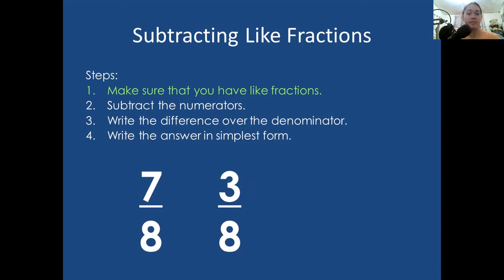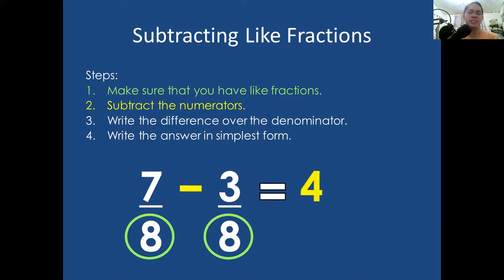Make sure that you have like fractions. Let's check. Yes, they have. Next step, subtract the numerator. So we have 7 minus 3. That gives you what? 4.